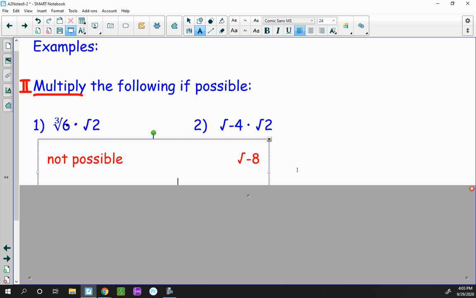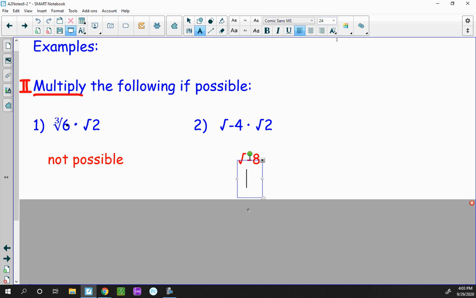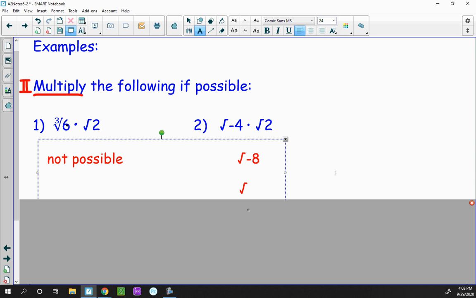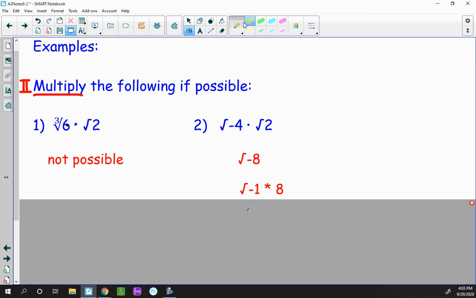Okay, next I'm going to have to write -8 as the square root of -1 times 8. And we know that's true because we cannot take the square root of a negative number. No number times itself is going to be -8, and so that's why I went ahead and factored out the -1.